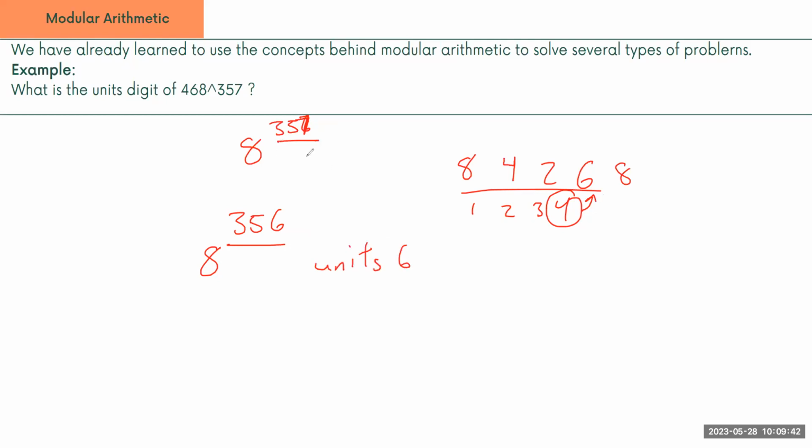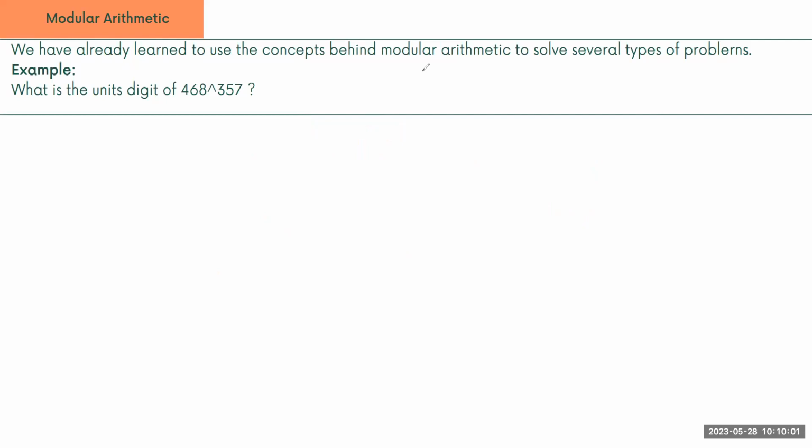Since 357, when you divide it by 4, has a remainder of 1, this is going to be 1 more than that, and it goes to 8. So this one has a units digit of 8. This should all seem pretty familiar because we went over these types of problems last class, but this is an example where we used a little bit of modular arithmetic.